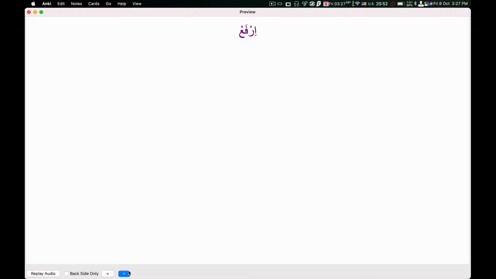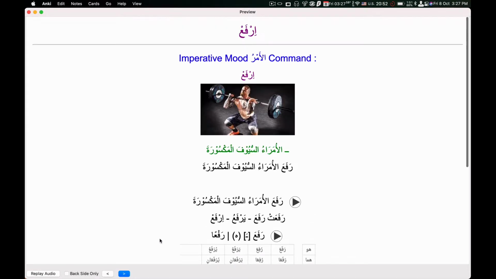In this case, we know Irfa is commanding someone to lift or raise an object. So we have a situation where you just imagine someone lifting weight, and okay, this means this is the command. So let's look at that. Okay, correct.